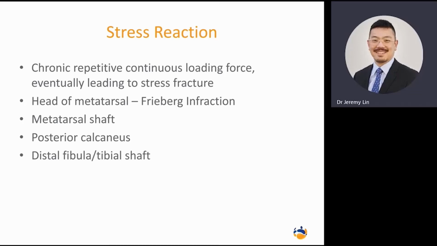Now, location of stress reactions often involves the distal fibula and tibial shaft. It can involve the posterior calcaneus. It can often involve the metatarsal shafts and also the head of the metatarsals, and eventually can turn into avascular necrosis and collapse of that articular surface.